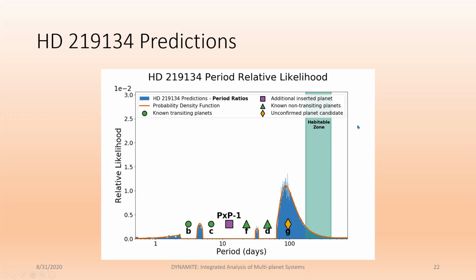When we add in this additional inserted planet to the system and run Dynamite again, we find now that a large majority of the relative likelihood lies external to the outermost known planet D. This means the system of currently 5 planets, this inner system, is dynamically packed out to planet D.